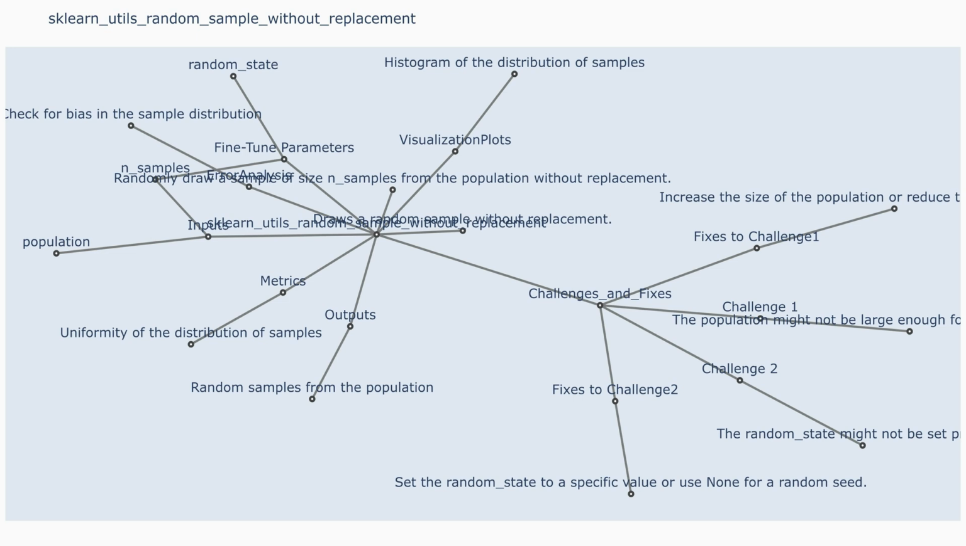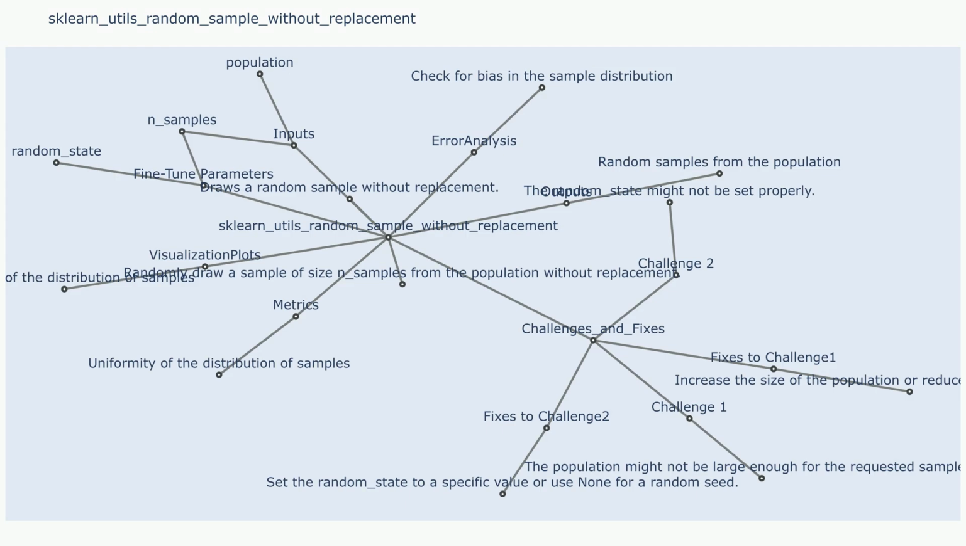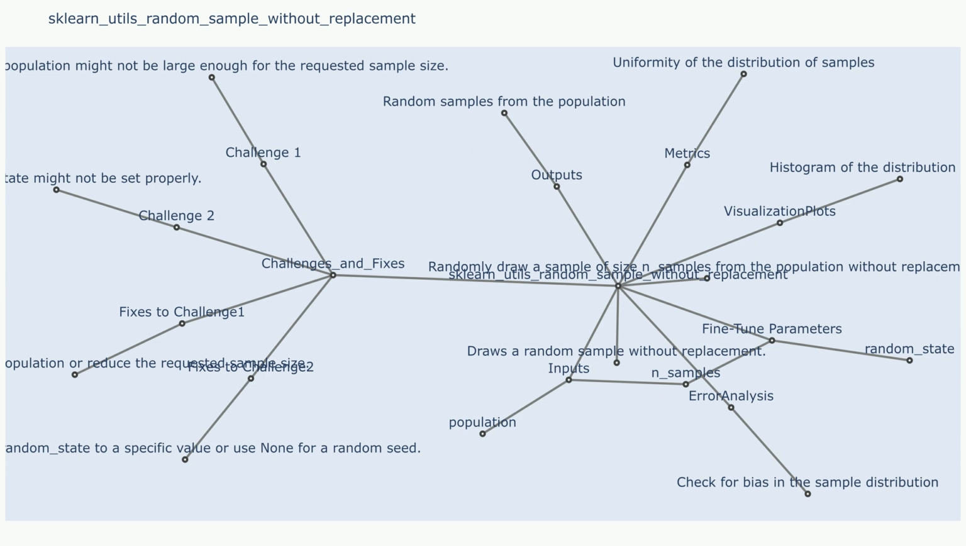sklearn.utils.random.sample_without_replacement. Description. This function generates a random sample without replacement from a given population. It uses the Fisher-Yates shuffle algorithm to efficiently generate a sample without duplicates.